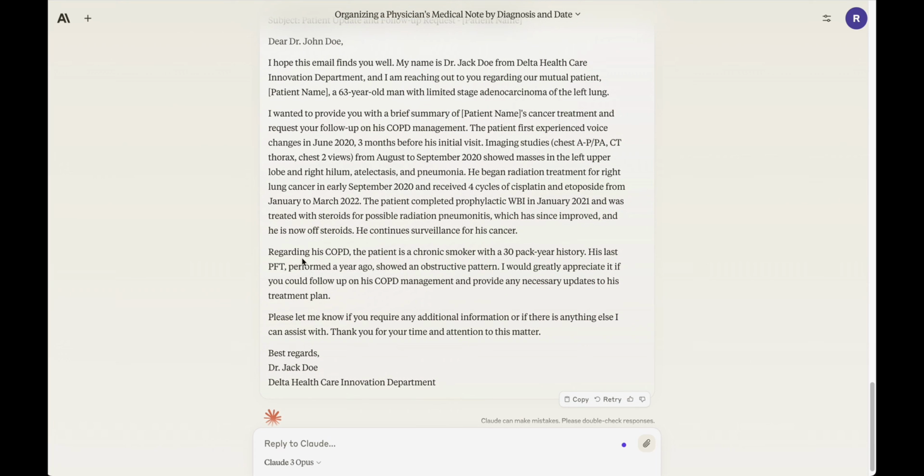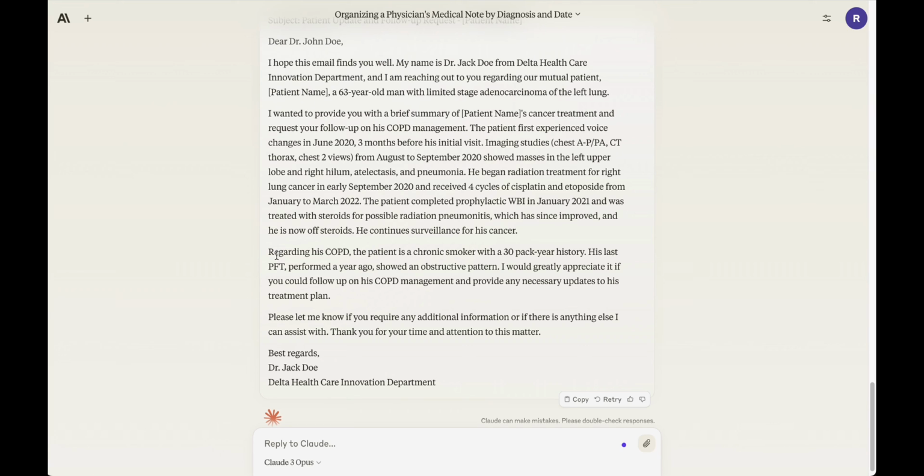And the main goal is, regarding his COPD, the patient is a chronic smoker with a 30-pack-year smoking history. His last pulmonary function test performed a year ago showed an obstructive pattern. I would greatly appreciate it if you could follow up on his COPD management and provide necessary updates. Another thing I want to mention here is, notice how it understood the context.